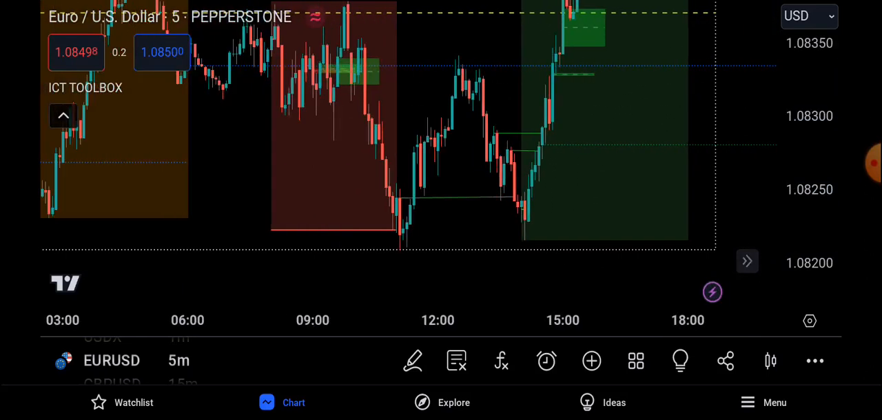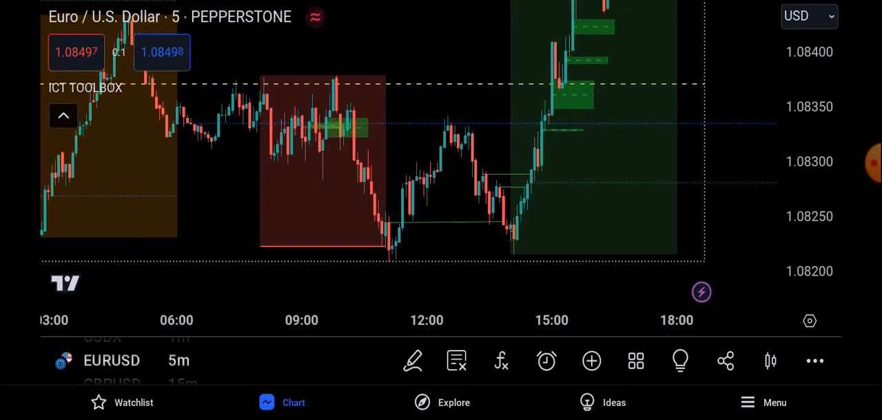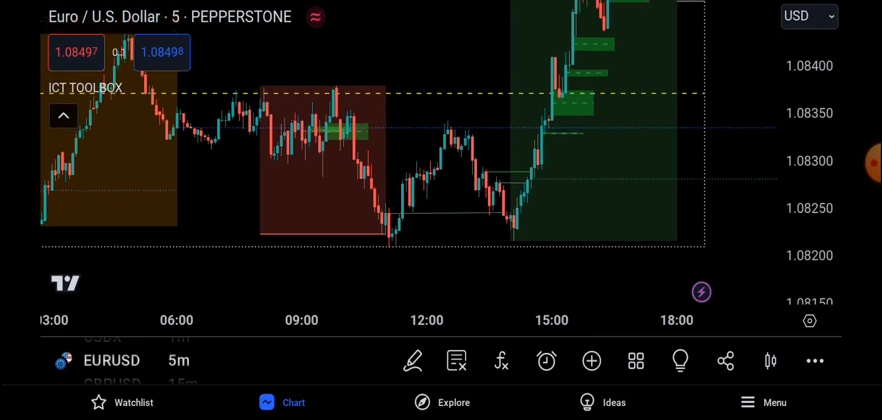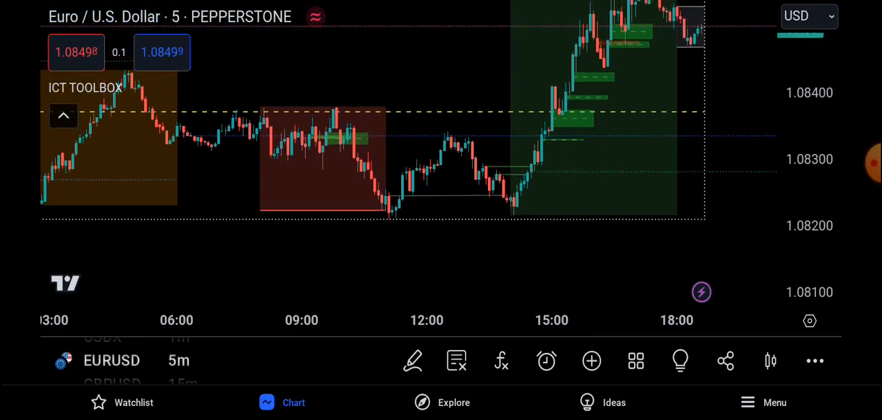The reason I use fair value gaps is I like to see market structure shifts, because that gives me more confidence to say, okay, we might not be reversing, this might be bullish for the day.